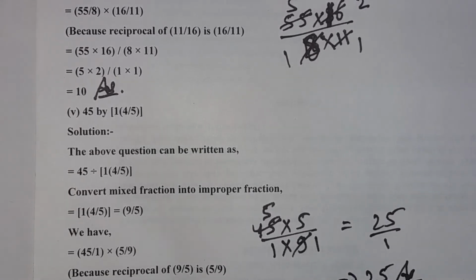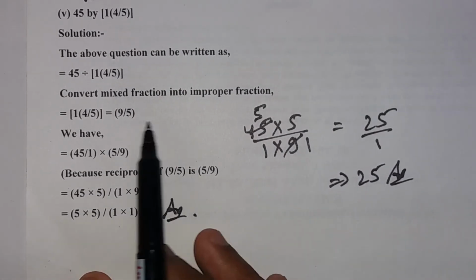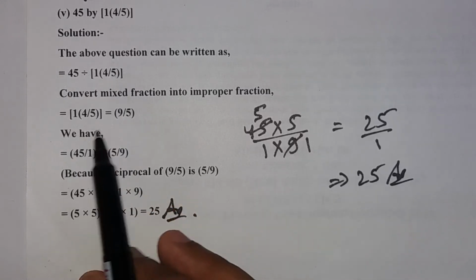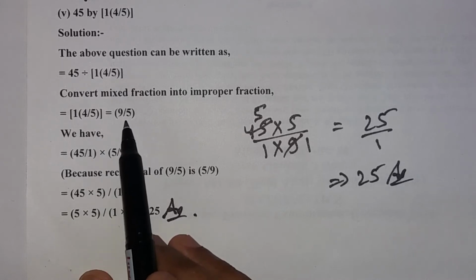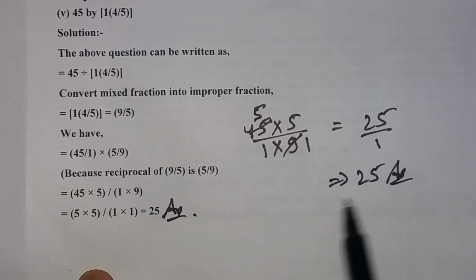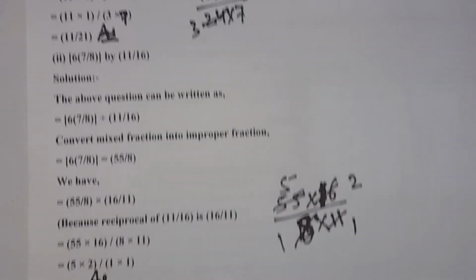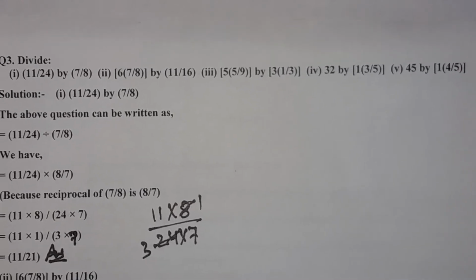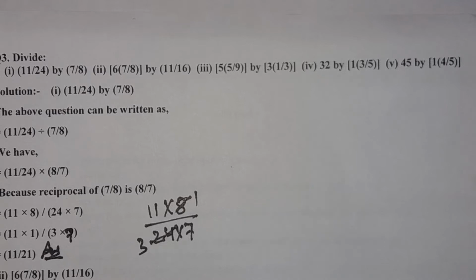So we can say the answer is 25. So we can solve it: 45 divided by 1 whole 4 upon 5, 1 whole 4 upon 5 will be 9 upon 5, and by solving it, the answer will be 25. So in this way you can try other parts also. You can try all these parts. So after this, see the next question.